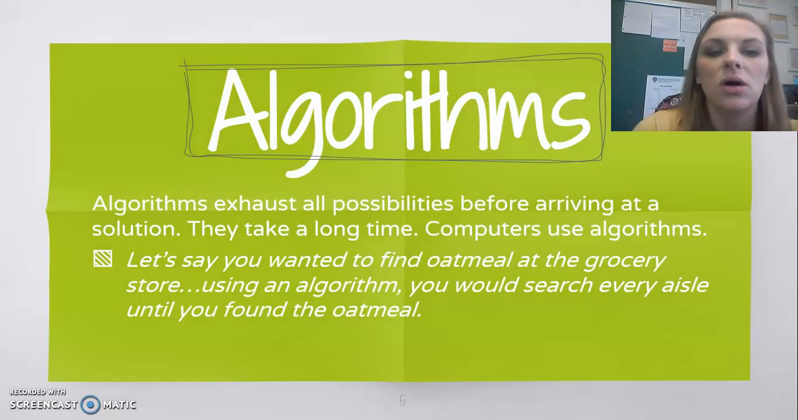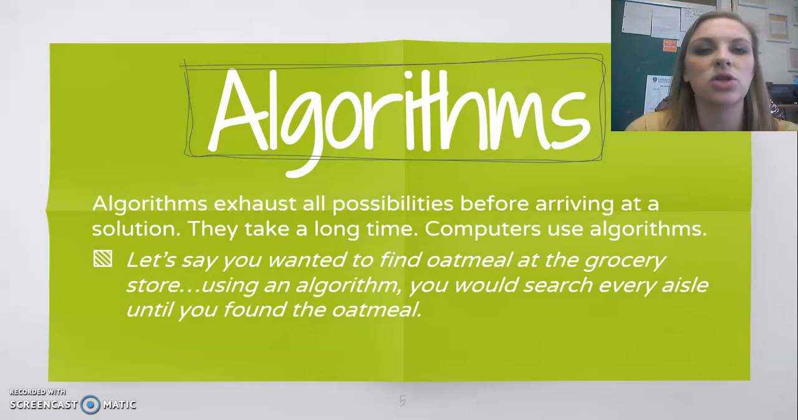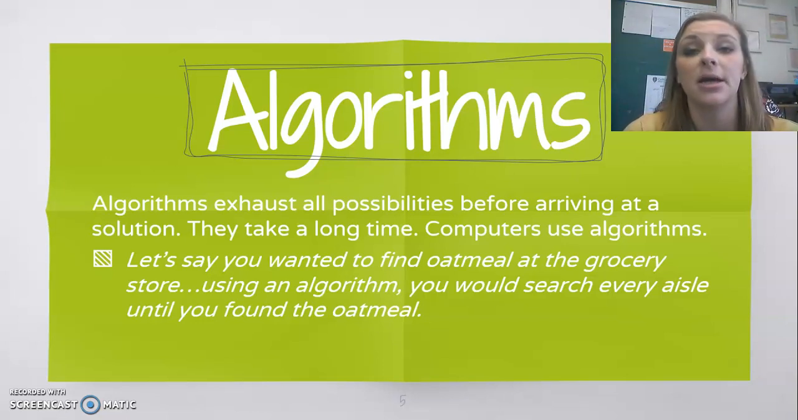Okay, so algorithms exhaust all possibilities before arriving at a solution. These take a long time. Computers use algorithms because they have time and they can do it quickly. Trial and error is an algorithm because you're trying every single possibility until you get to the right answer.